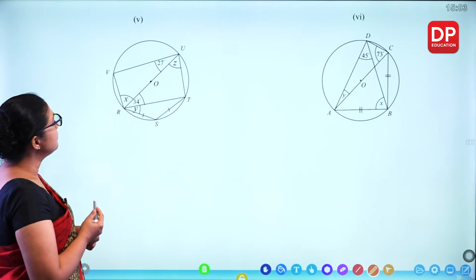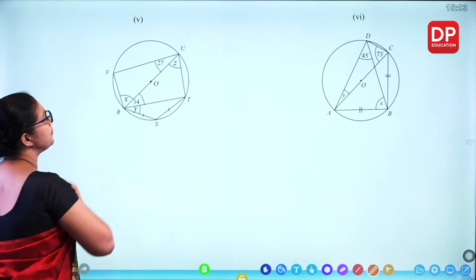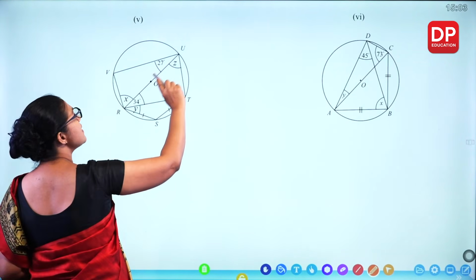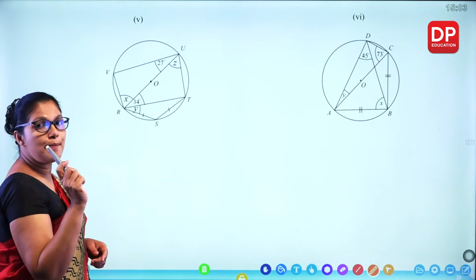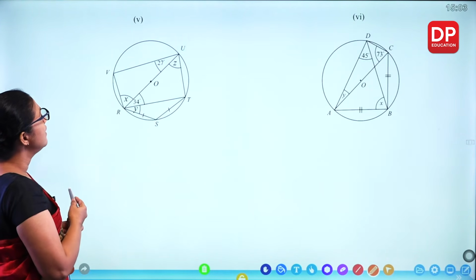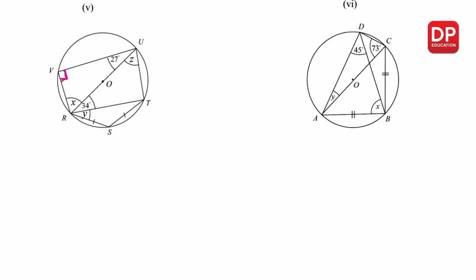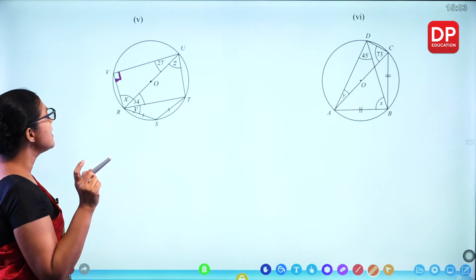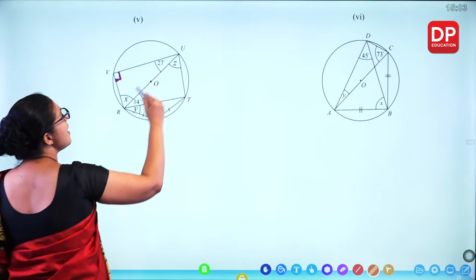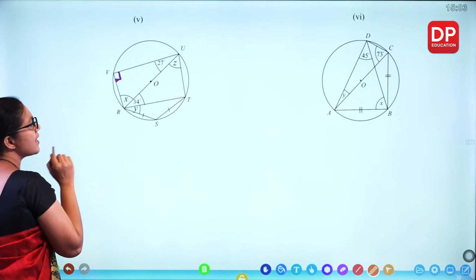Take the next one. You have three unknowns, x, y, z. And we can see RU is the diameter, passes through the center. What do you know about this angle? This angle is 90 degrees. Semicircle angle is 90 degrees because RU is the diameter. Straight away you can find x.